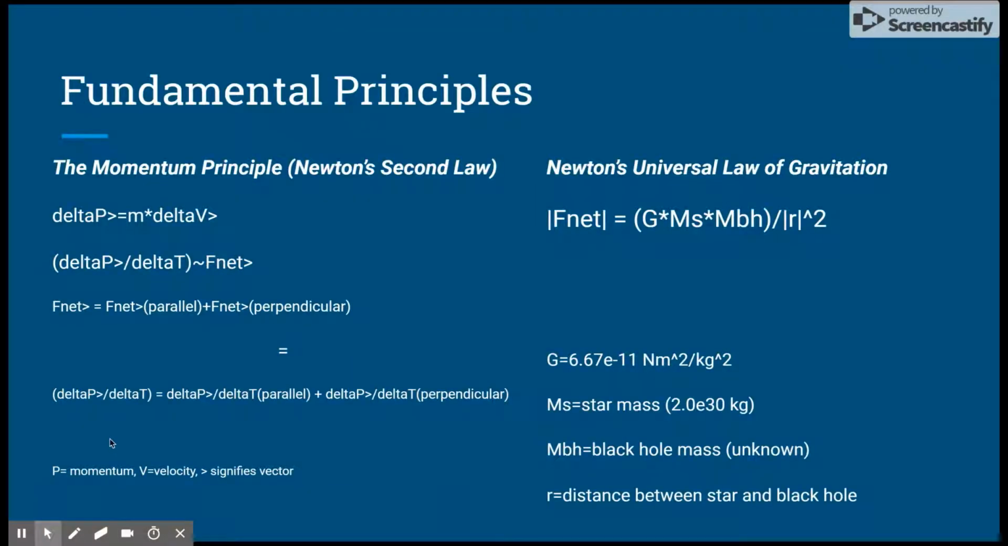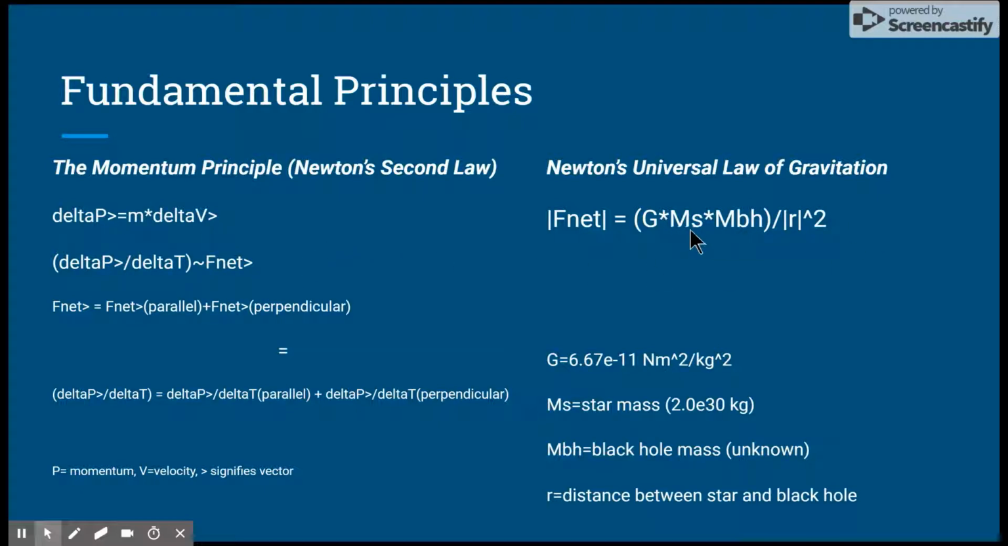The fundamental principles that I use to explain and analyze my findings are Newton's second law, or the momentum principle, and Newton's universal law of gravitation. For Newton's second law, I express the quantities in terms of momentum, so the change in the star's momentum is equal to the mass of the star times the change of the velocity of the star. Through that, the rate of change of momentum is equal to the net force acting on the star, which plays into the universal law of gravitation, shown here.